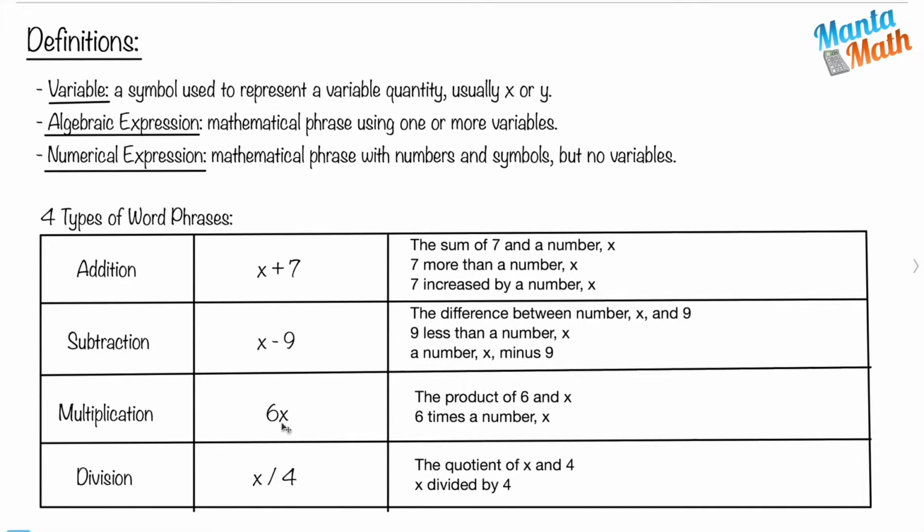An example of multiplication is 6x, and this can be written the product of 6 and x, or 6 times a number x. Division is the last one. An example is x divided by 4, or you can also write it the quotient of x and 4. So let's do some examples.